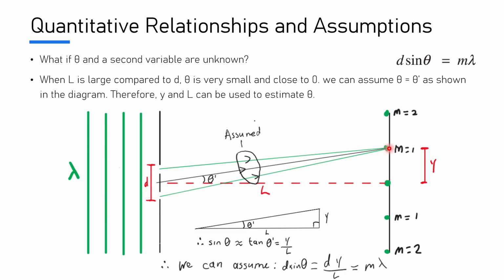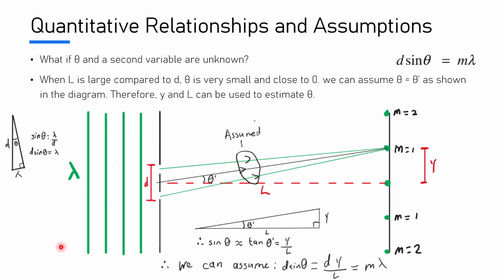So this point here is this point here, which means that the distance between m equals 1 and m equals 0, the central point of light, is going to be equal to y, this distance here. So we will know d, that is going to be given to us on the actual slit itself. We can measure L and we can measure y, and these are very easy measurements to make.